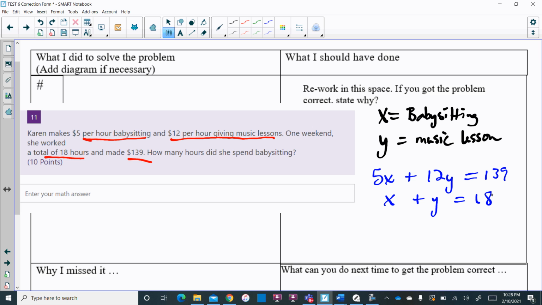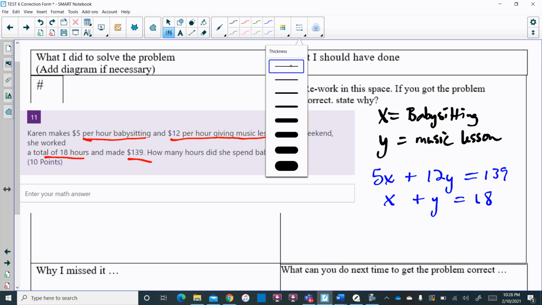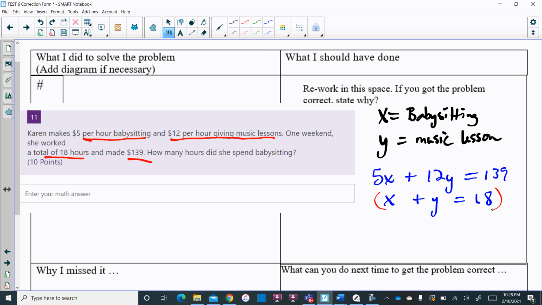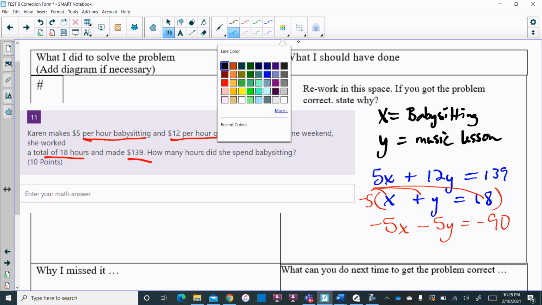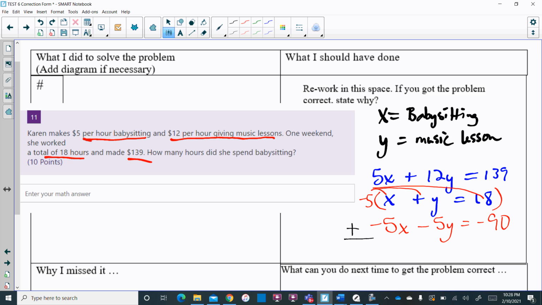So here, we needed to multiply the second equation because we can solve by elimination. I'm going to eliminate the x's, so I'm going to multiply by -5. So I'm going to just rewrite it underneath here. So this is -5x minus 5y equals -90. Okay, and now I can add and cancel out these x's here.